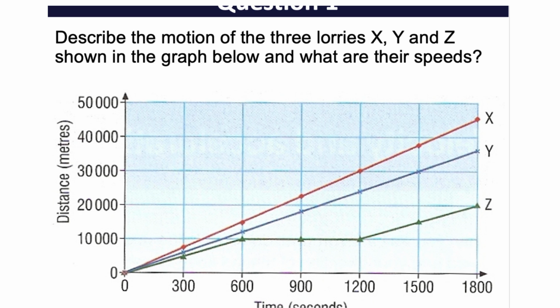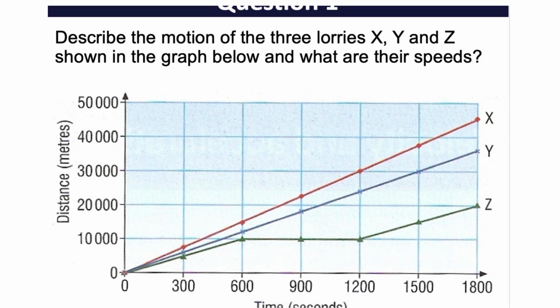Hello, and welcome. Today, we're going to look at a simple graph that tells a fascinating story. It's the story of a journey taken by three lorries, named X, Y, and Z. Zoom in slightly on the starting point of the graph at 0, 0. Our story begins at the same starting line, at the same time. Three lorries, ready for the long haul.